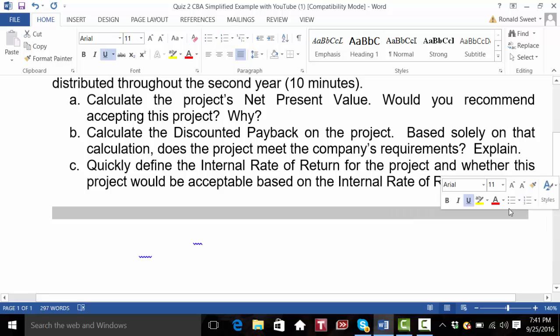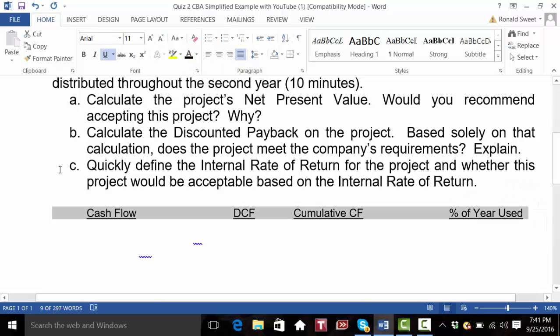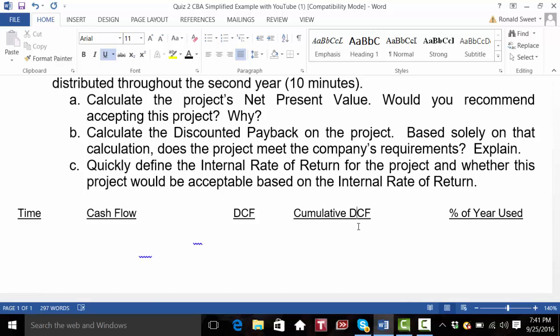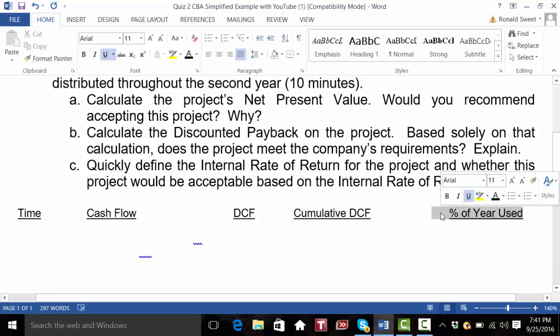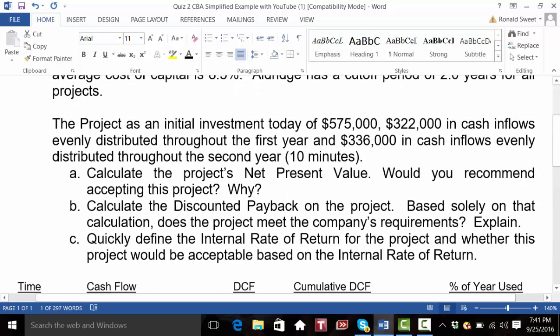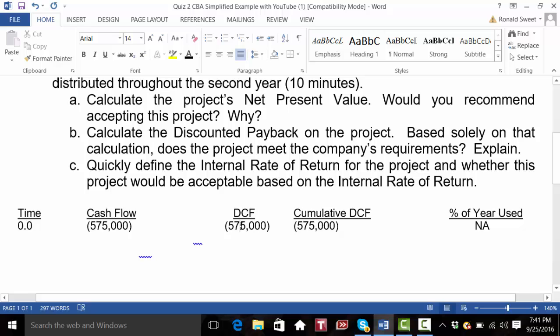To set this up, what you need to do is put the titles starting with time, the cash flows, the discounted cash flows, the cumulative discounted cash flows, and then the percentage of year used for the payback. And so we'll start with time 0. When you start with time 0, you will show your $575,000 going out at time 0. The discount of that is the same because it's time 0, and the cumulative is negative 575.